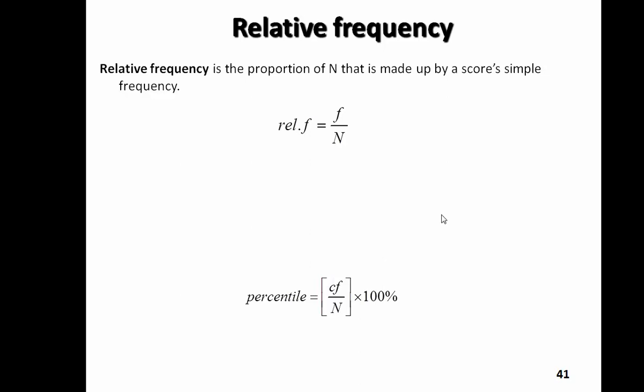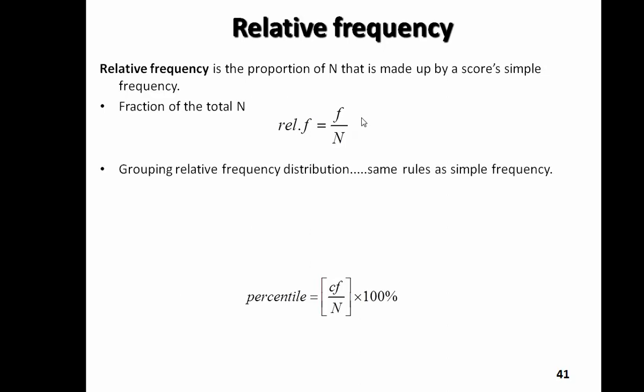The next step is to calculate the relative frequency, and what we're calculating here is the proportion of the total number of scores that's made up by a score's simple frequency. And it's basically a fraction of the total sample size. The approach here is to group the relative frequency distribution. The same rules apply as depicted on the previous slide for the simple frequency.